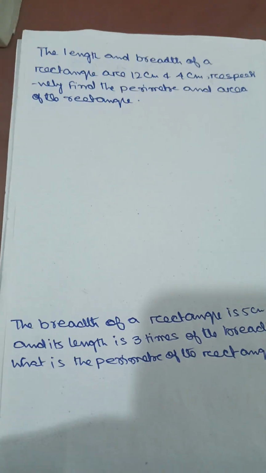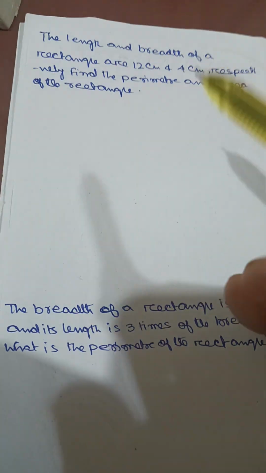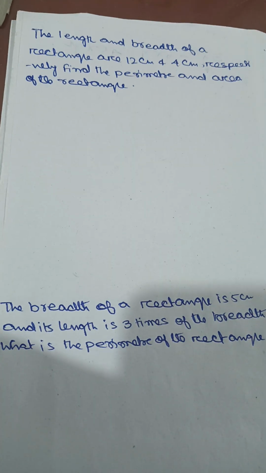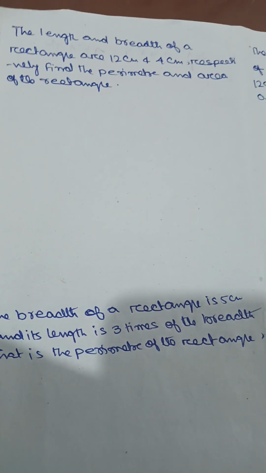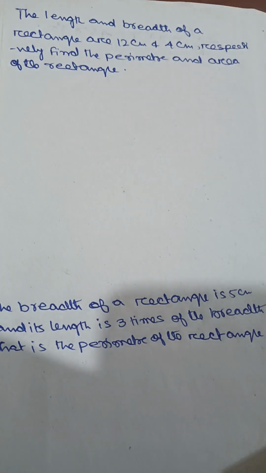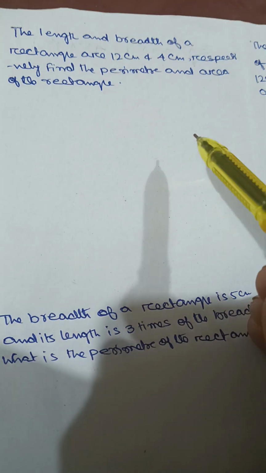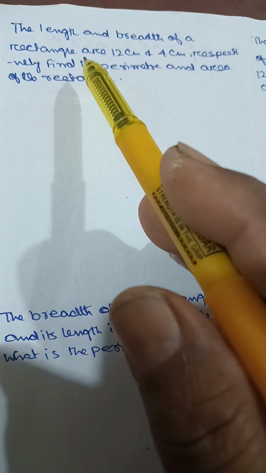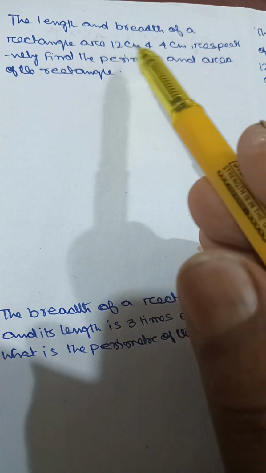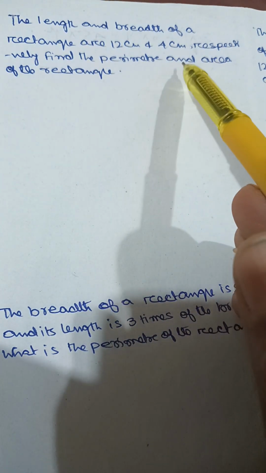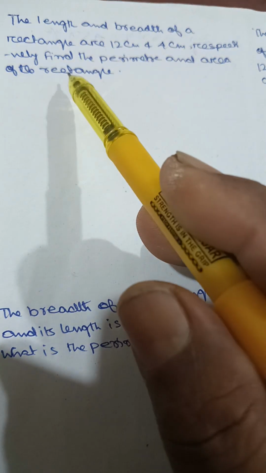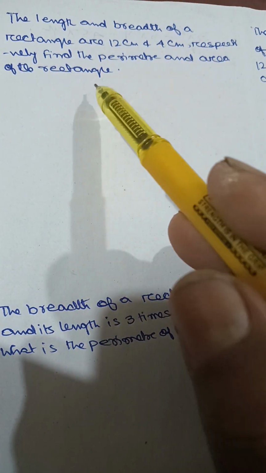Today also I am doing some problems from the revision chapter of class 10. All these questions are statement pattern. So the first question is: the length and breadth of a rectangle are 12 centimeter and 4 centimeter respectively. Find the perimeter and the area of the rectangle.